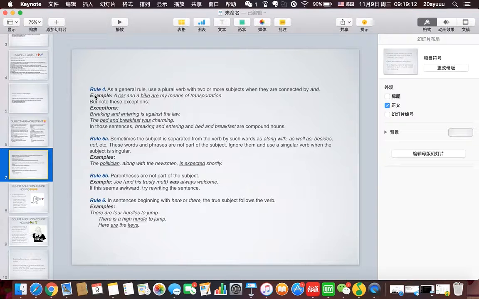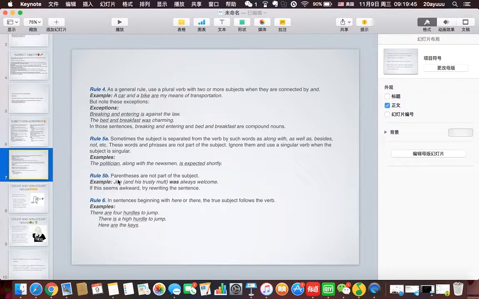This is rule 4. As a general rule, use a plural verb with two or more subjects when they are connected by and. These are examples. Look at rule number 5a. Sometimes the subject is separated from the verb by such words as along with, as well as, besides, not. These words or phrases are not part of the subject. Ignore them and use a singular verb when the subject is singular. This is the example.